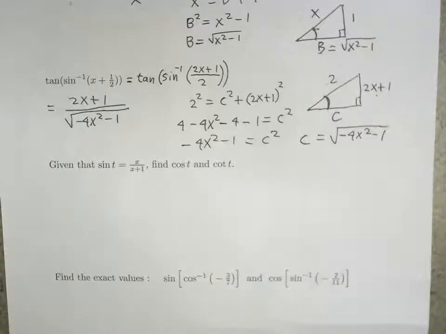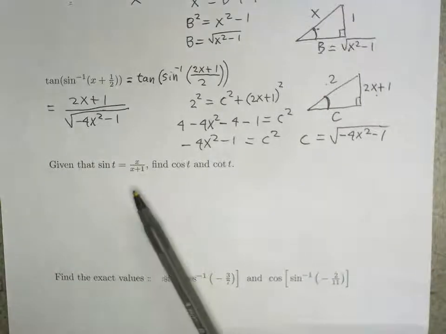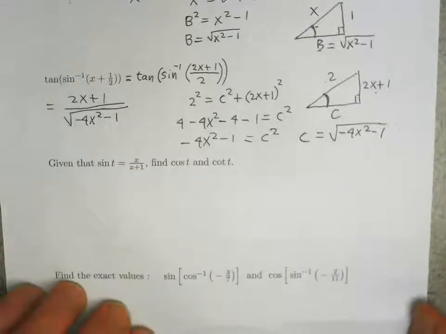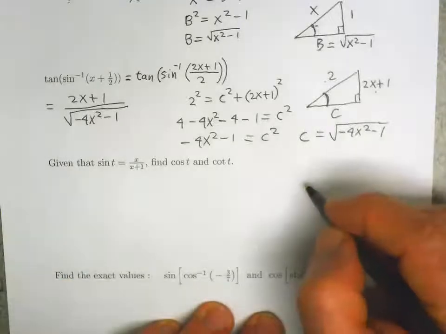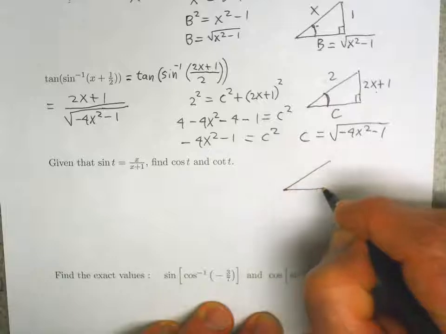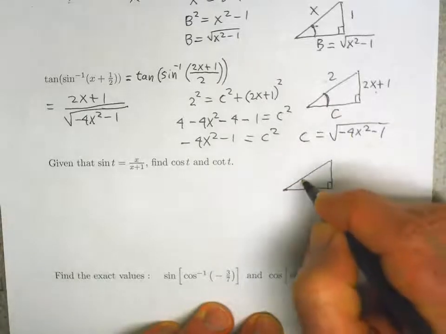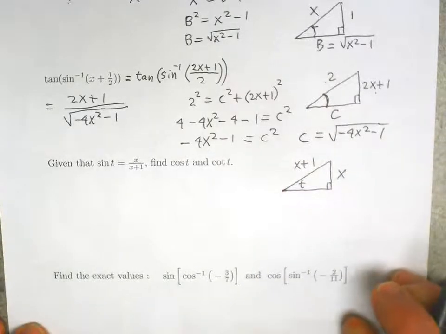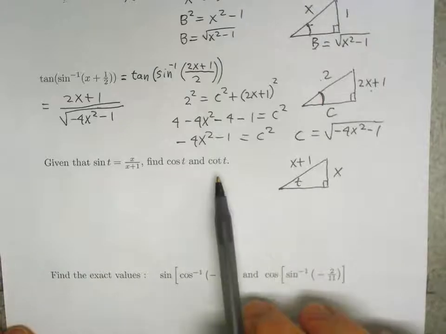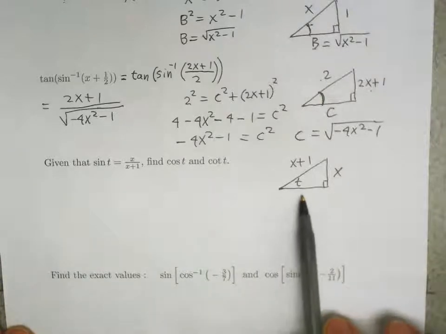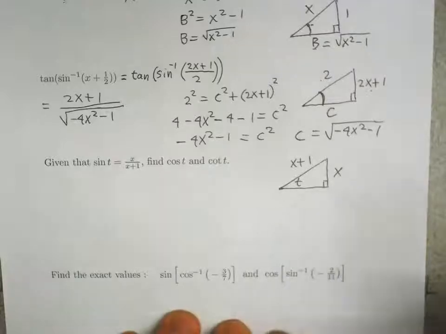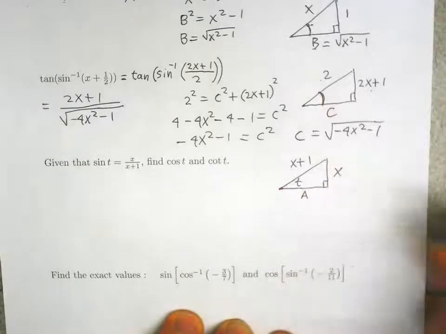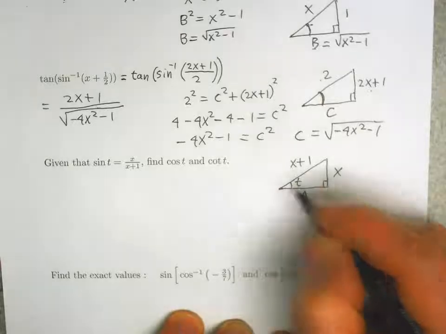The next one, given that sine of t is x over x plus 1, find cosine of t and cotangent of t. So this is the same sort of thing. Sine of t, so here's the angle t. The sine of t is x over x plus 1. And in order to find the cosine of t and cotangent of t, we need to know what the adjacent side is. So let's call the adjacent side A for now, and then use the Pythagorean theorem.